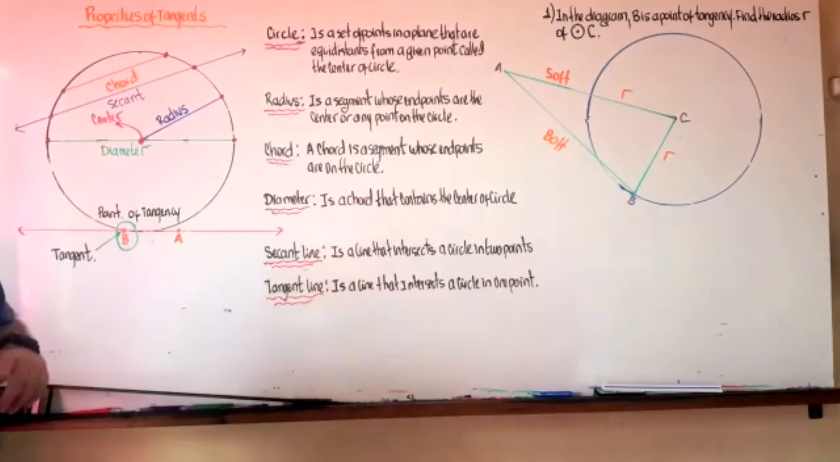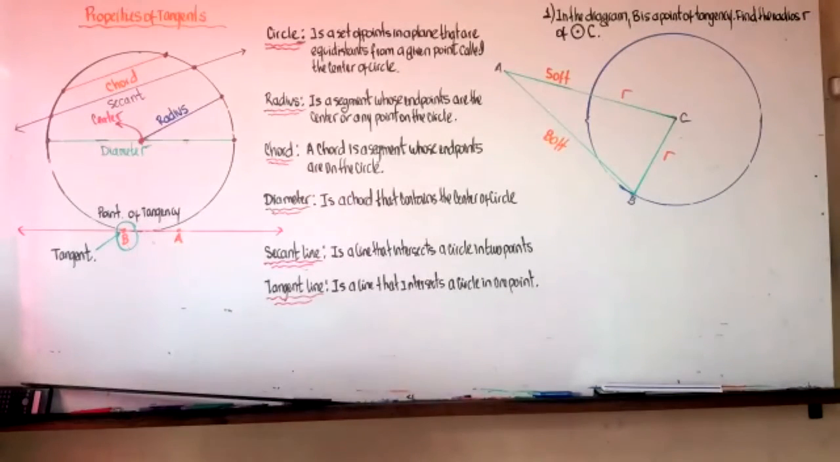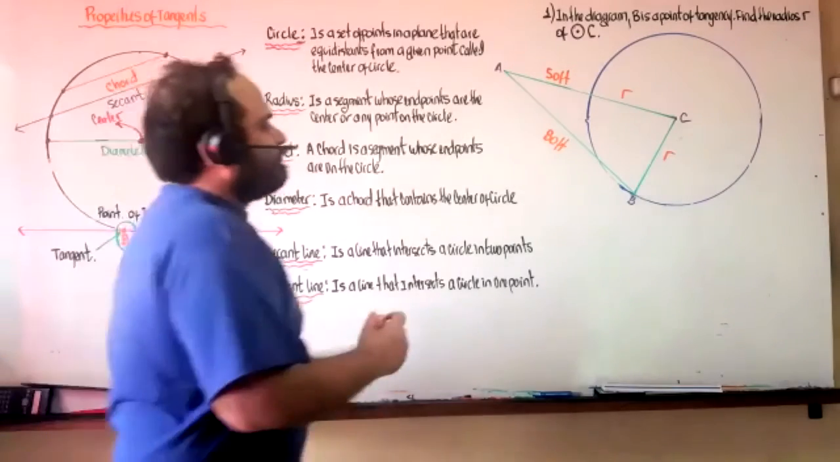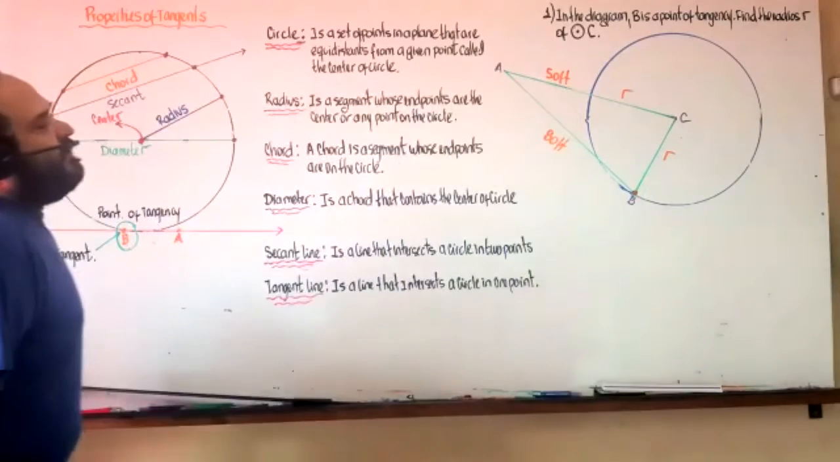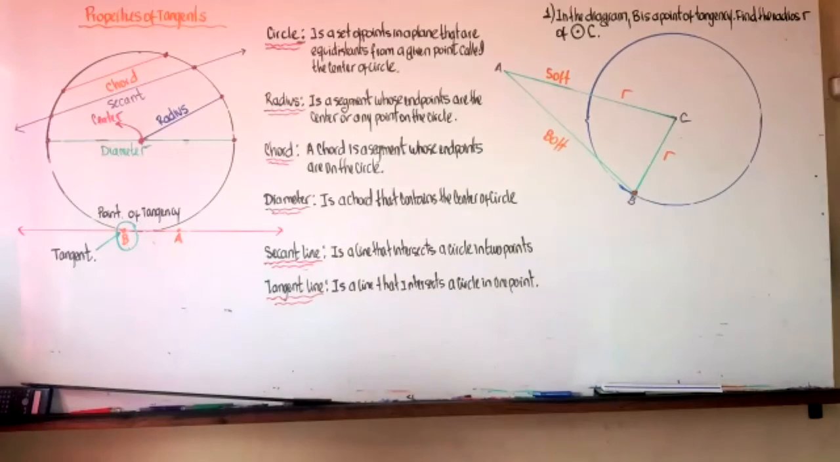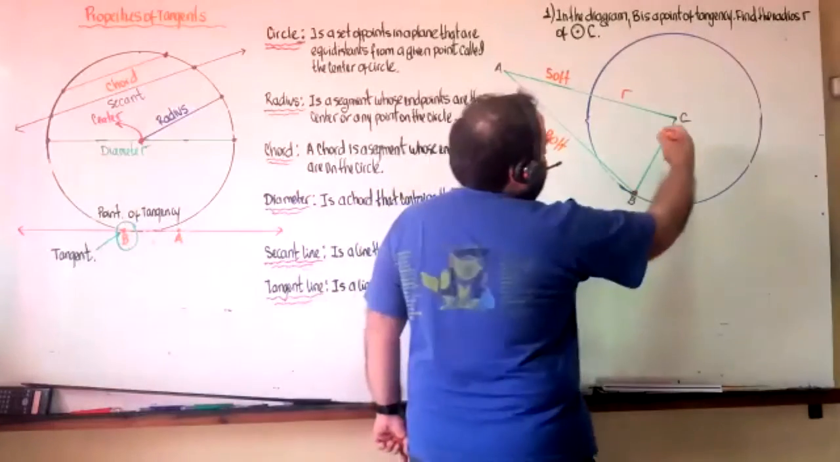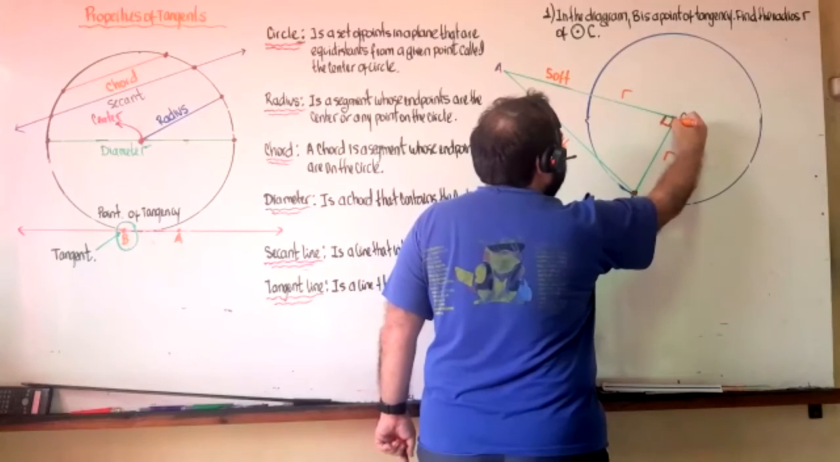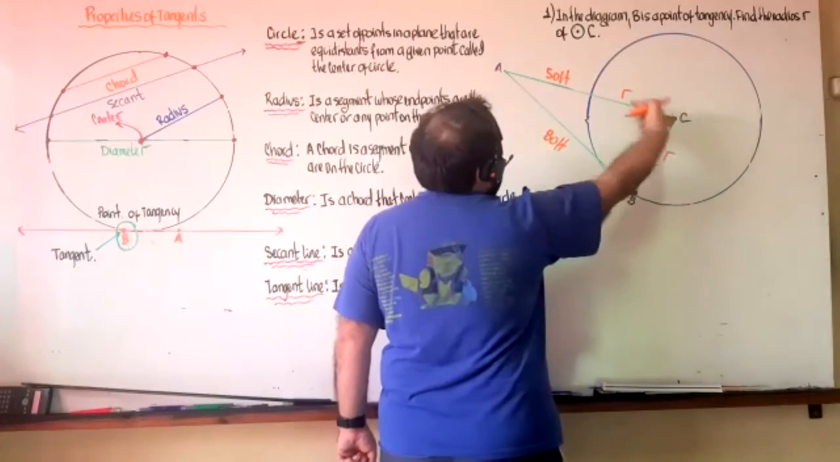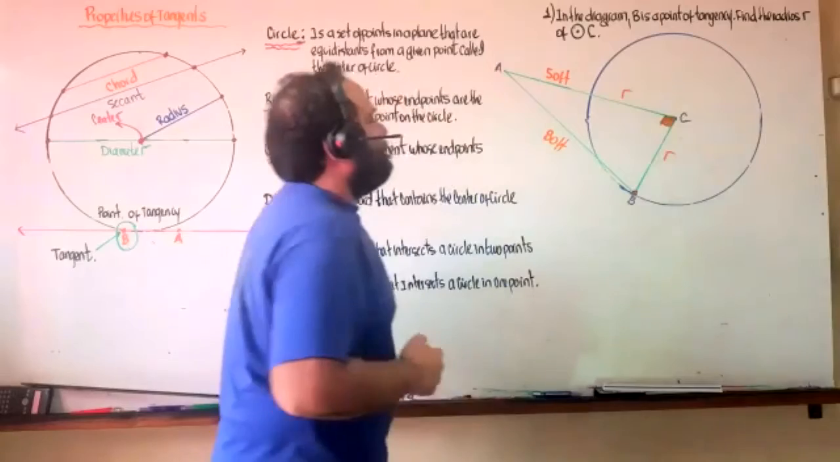So the problem mentioned in the diagram B is a point of tangency. So the point of tangency will be located over here. And they're asking for the radius of circle C. The radius is the distance between the center and any point on the circle, and the radius to a point of tangency always makes a perpendicular intersection, a right angle.